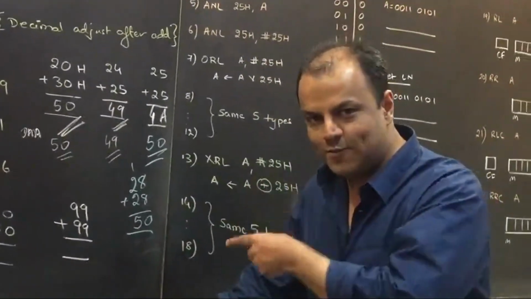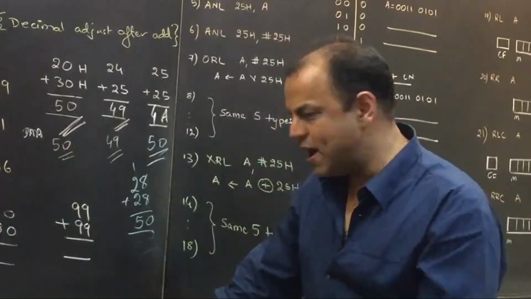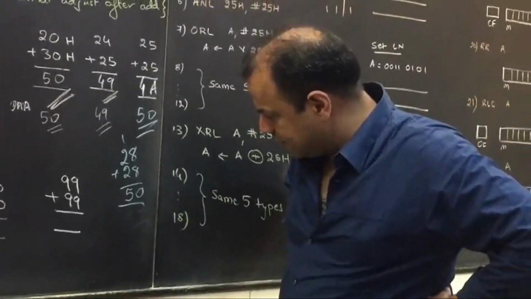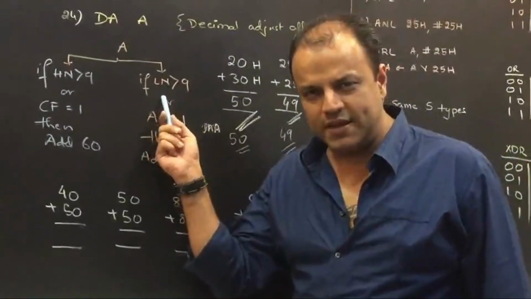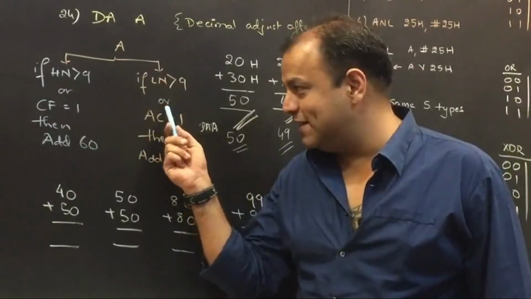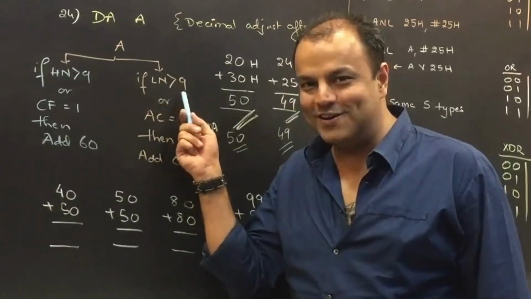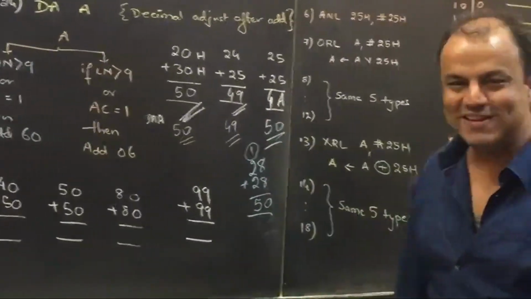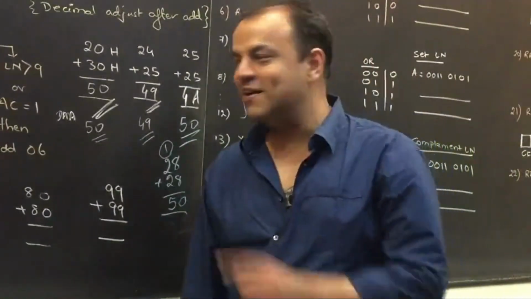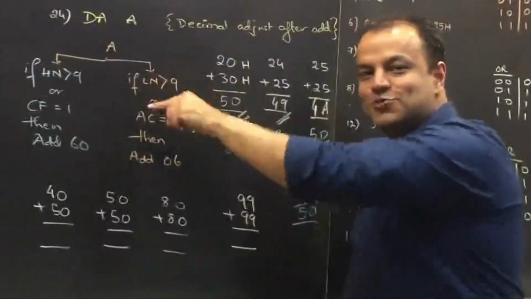50. Does it require adjustment? Yes. Why? The lower nibble is not greater than 9. There is a problem. Our logic said if the lower nibble is greater than 9, only then adjustment is required. No, it's not only then. There is another case. Either the lower nibble should be greater than 9 or an auxiliary carry should be produced. This was your auxiliary carry. I'm not doing examples for fun. I'm doing examples to demonstrate every situation over here.